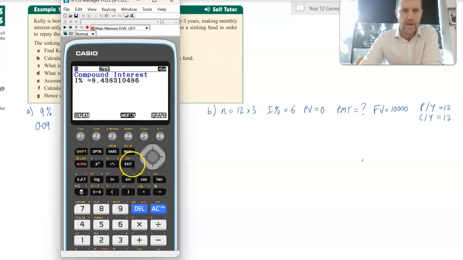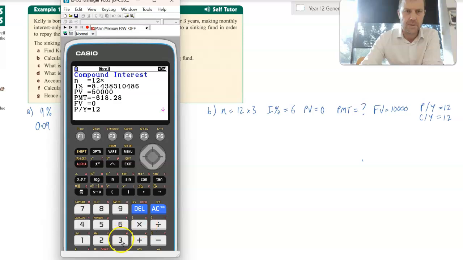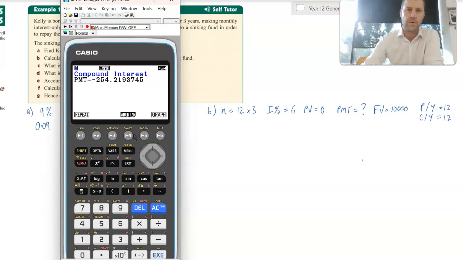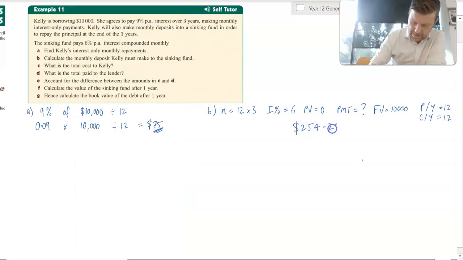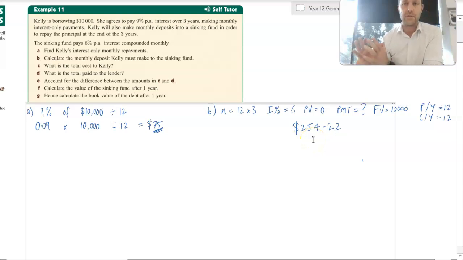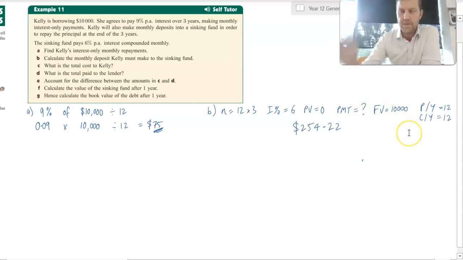So what would it be in terms of a monthly repayment? Let's come over here and ask it based on 3 years of monthly repayments, an interest rate of 6%, and we're assuming she starts with 0. We want to know what the PMT will be to get her up to $10,000 in 3 years' time, with PY and CY both being 12. What is the amount she'd have to put away? Again, this will be a negative number. It's $254.22 she would have to put away every month, in order to save up $10,000 after 3 years. Again, she'd be earning a little bit of interest as she goes through. So she's not actually putting away $10,000 entirely herself into this account, because she will be earning some interest on it.